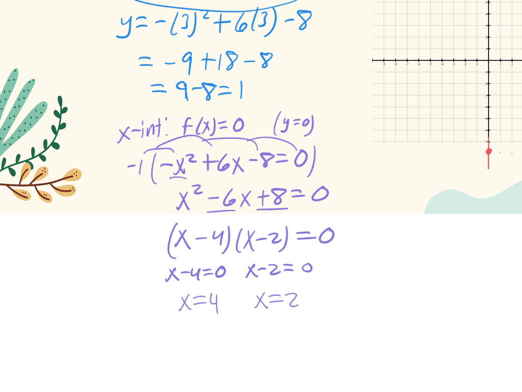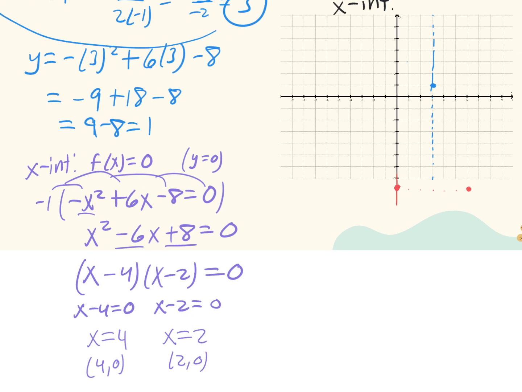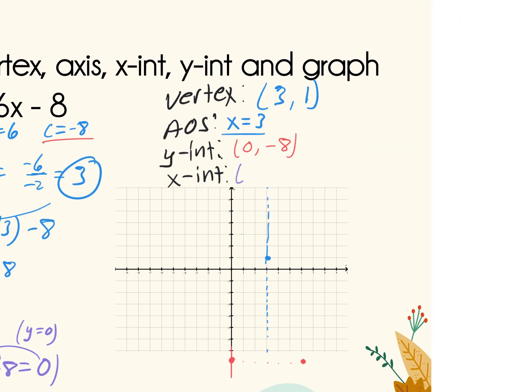Now in any case, in the previous sections, this was fine because we were just solving for x. In this case, we're finding x-intercepts, so you want to write them as ordered pairs. This is the same as (4, 0) and (2, 0). So under our x-intercepts, we found (4, 0) and (2, 0).